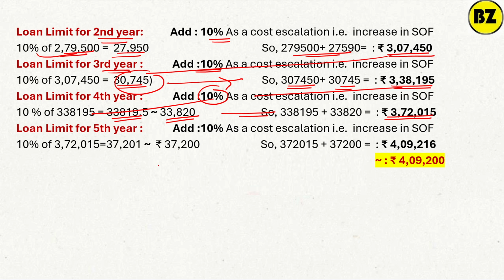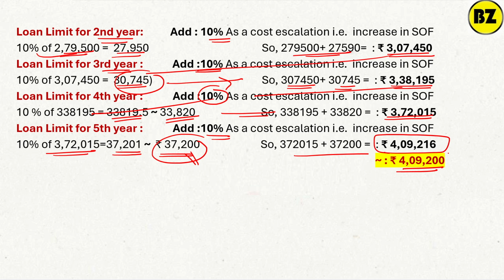Again to calculate for the fifth year, we have to add 10%. So 10% of it will be simply 37,201. We can take a round figure of 37,200, right? So simply add it, you will get 4,09,216. It is very simple, right? So this is the amount we can offer at the end of the fifth year.